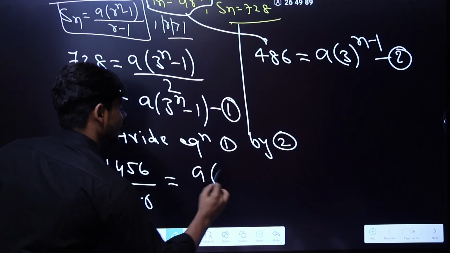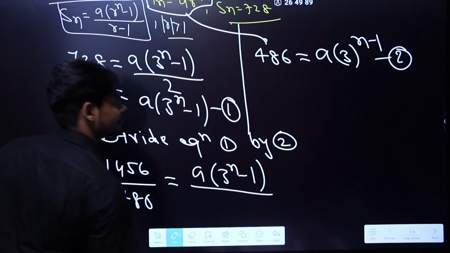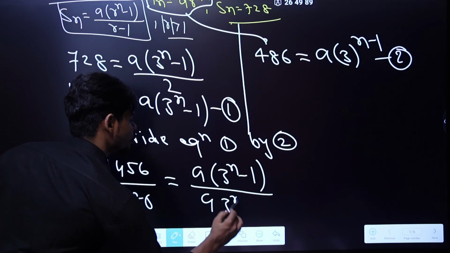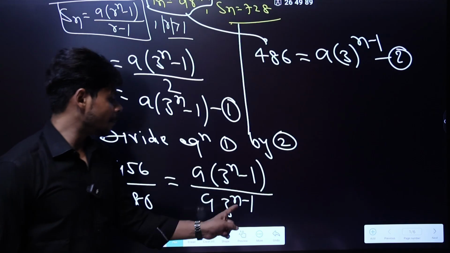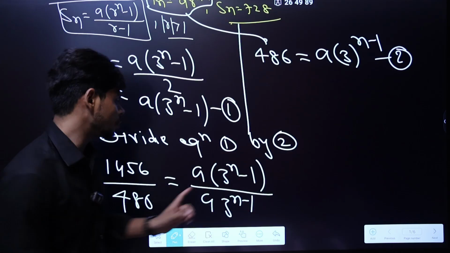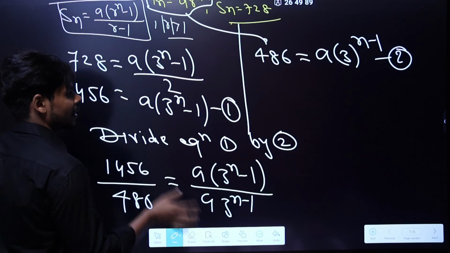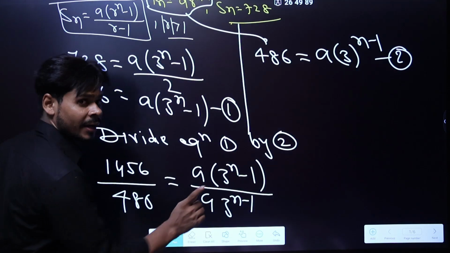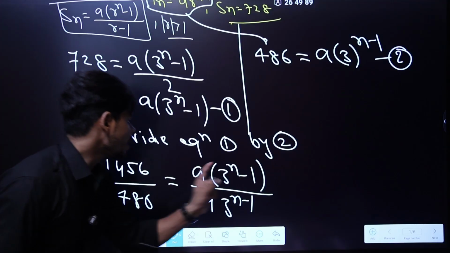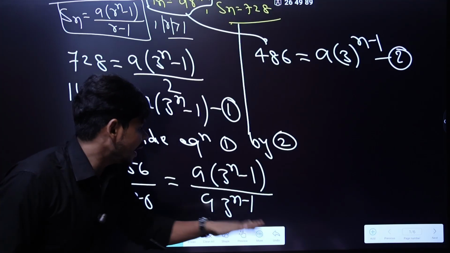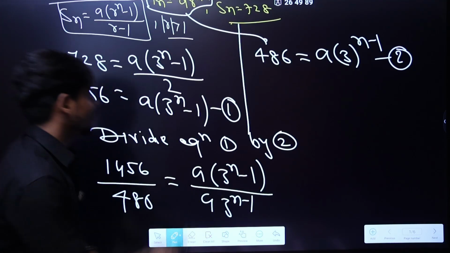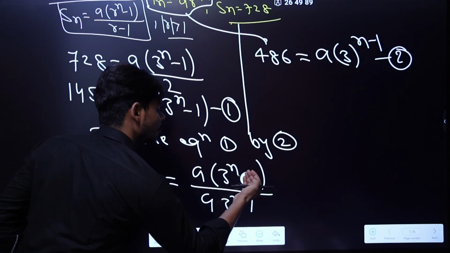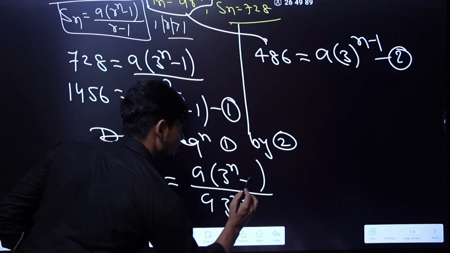Next, it will be a times 3 raised to power n divided by a times 3 raised to power n minus 1. Remember, there is a big difference over here. Some students say that this thing and this thing are exactly same. No, like here how I have written over here, see 3 raised to power n, then I have written minus 1. It means this is not in power. This is not in power.